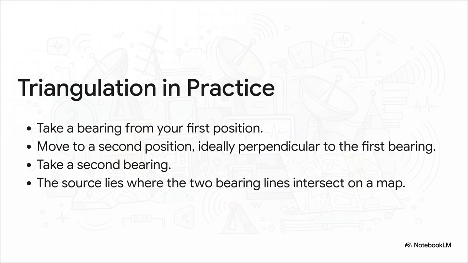So here's how it works in practice. You take your first bearing and you plot that line on a map. Then you move to a new position. The best practice is to move roughly perpendicular to that first line, and you take a second bearing. Where those 2 lines cross on your map, that's your search area. And, taking a third bearing from another spot is even better, just to confirm the location and rule out any errors you might get from signal reflections.